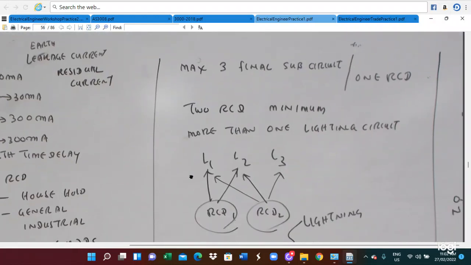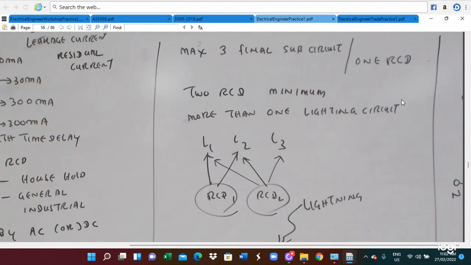So one RCD can protect a maximum of 3 final sub-circuits. So they must not be more than 3 final sub-circuits. One RCD has to protect the maximum 3 final sub-circuits. And for more than 3 final sub-circuits, you have to arrange another RCD. Sometimes you are utilizing 2 RCDs.